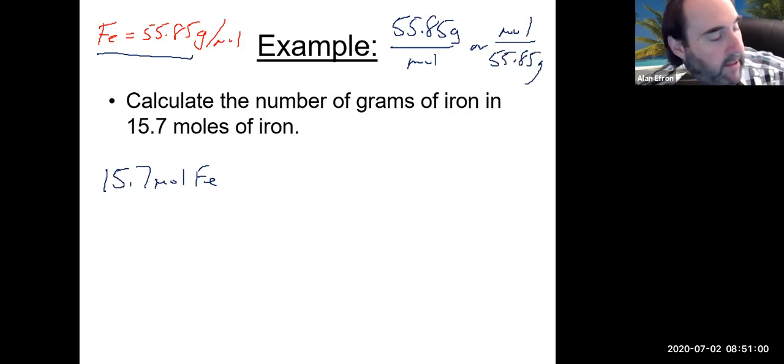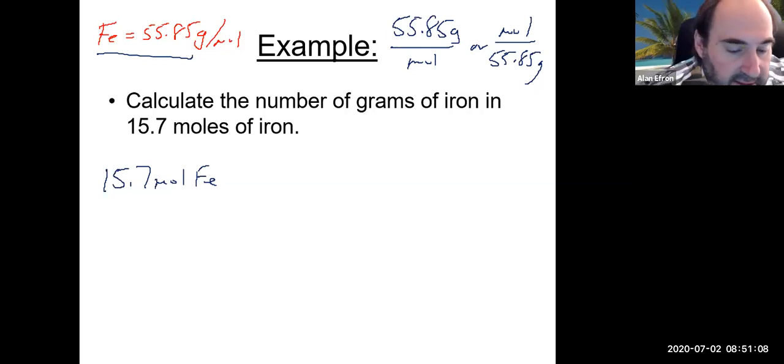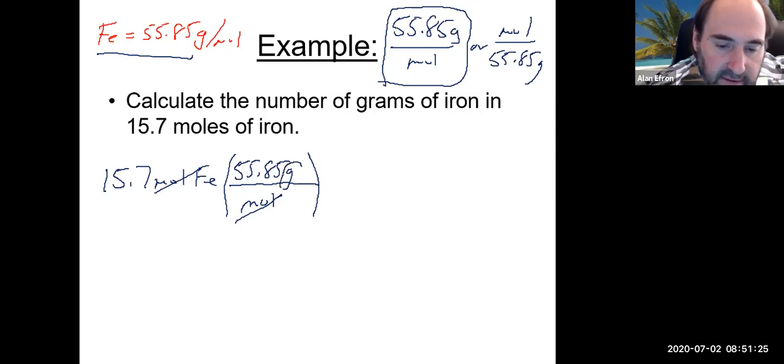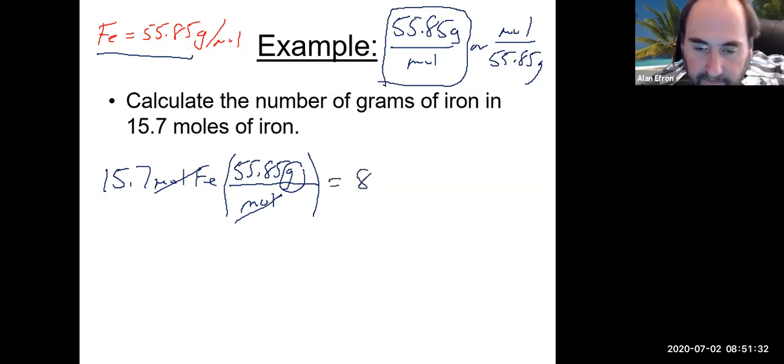So when we set it up, we want to set it up as dimensional analysis, which means we want to see the units canceling. The moles are on top, so opposites cancel, which means we need to use it in this fashion. So we need our 55.85 grams per mole. Again, the moles will cancel, leaving us with grams, and about 877, it looks like, of iron.